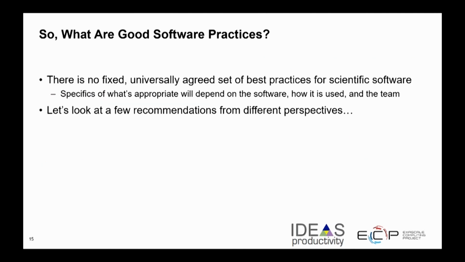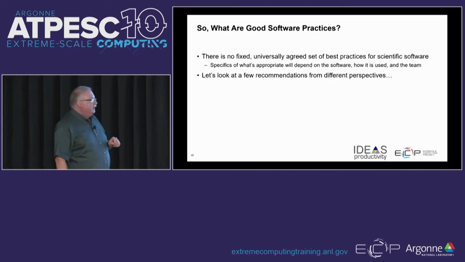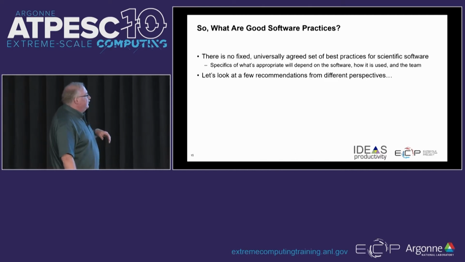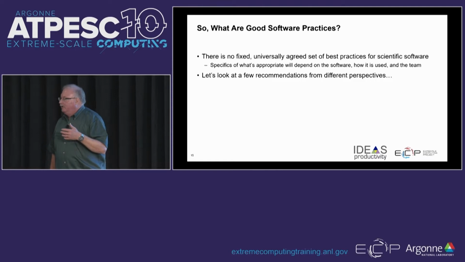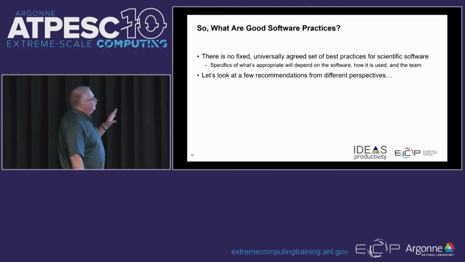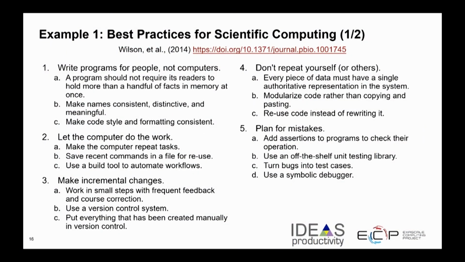So let's spend a few minutes actually talking about good software practices. There's no fixed, universally agreed set of software best practices. It depends to a significant extent on what your software and your team need to do a good job. But there are some things that are generally understood to be beneficial and that many people think of as a baseline. So let's talk about some different perspectives that people have published on these. The first one is a paper called Best Practices for Scientific Computing. It's by Greg Wilson and a team of others, and the DOI is up there.